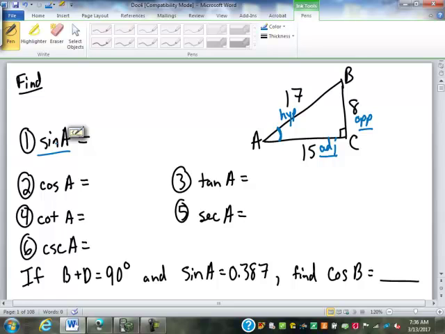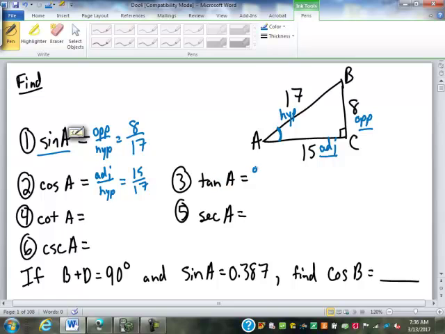So the sine of A, what is the sine? It is opposite over hypotenuse. So here that would be 8 over 17. Cosine of A, so it's still the same angle, so we're still dealing with the same sides. Cosine is adjacent over hypotenuse. So what sides are we looking at? 15 over 17. Good.